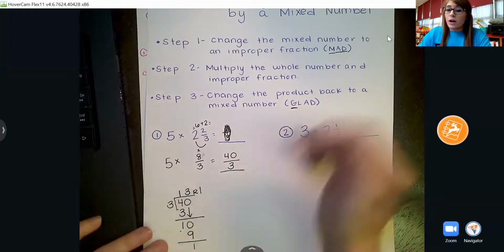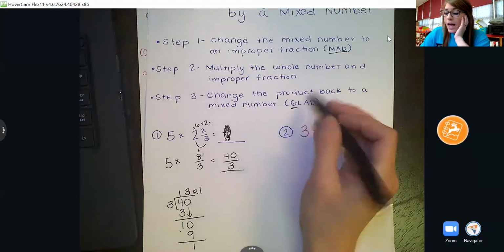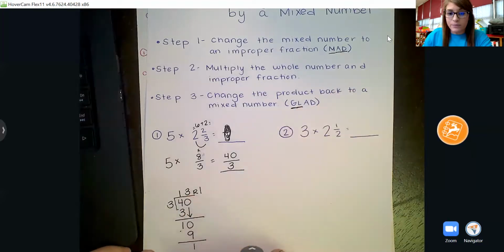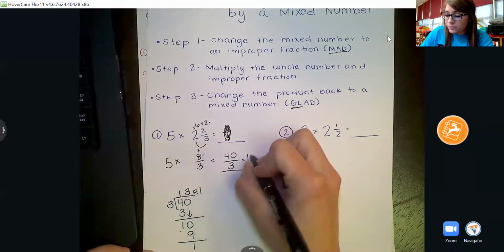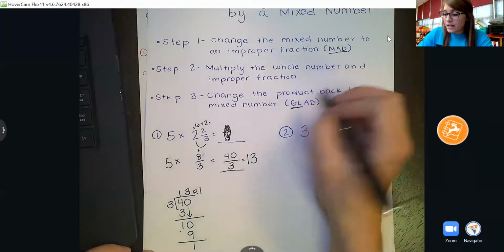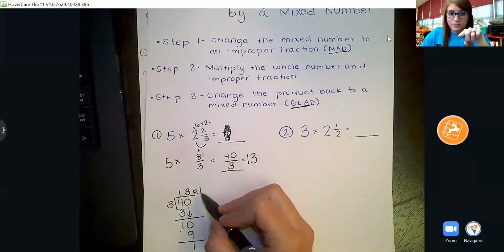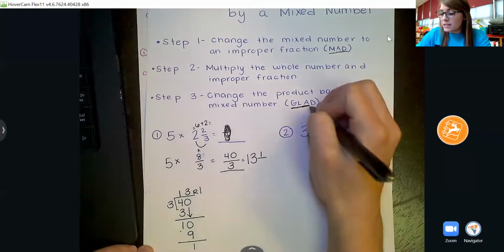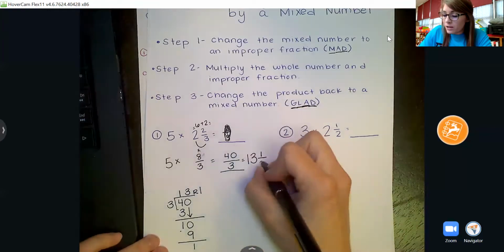Okay, now that we have done the G, that seems like a long step for GLAD, doesn't it? L stands for leave the quotient as the whole number, okay? So the quotient is 13. A stands for always put the remainder as the what? Is the remainder the numerator or the denominator? Very good. It's always the numerator. So it's going to be my numerator. And then D stands for denominator stays the same, good job. So my denominator will be 3.